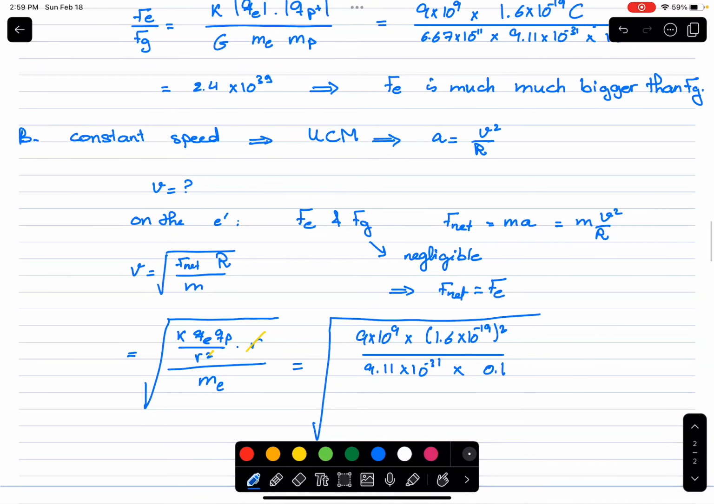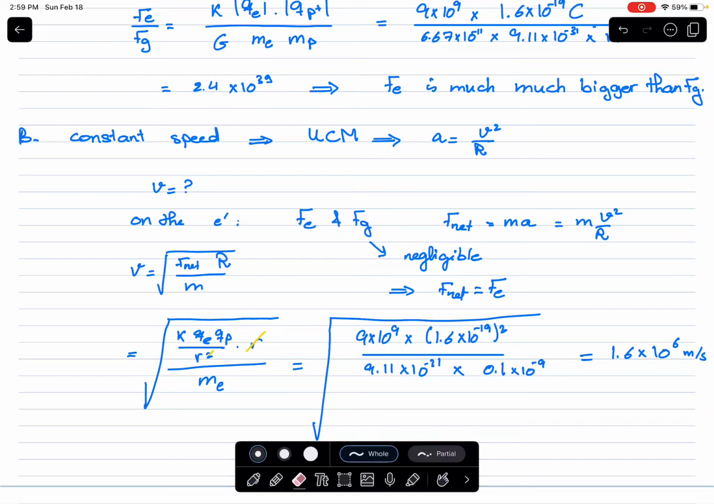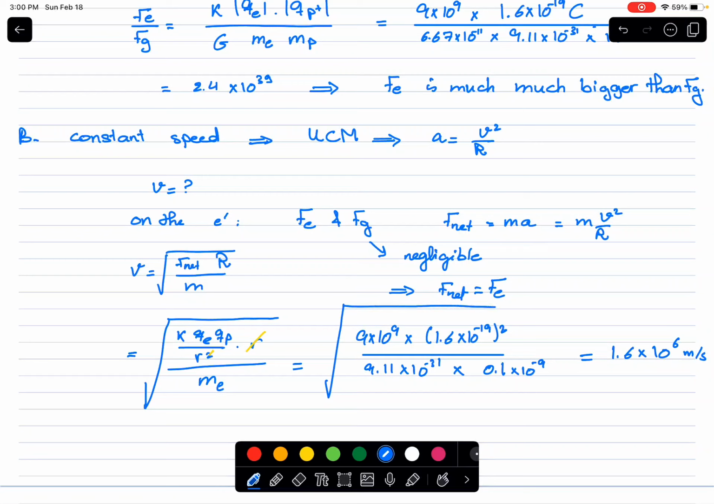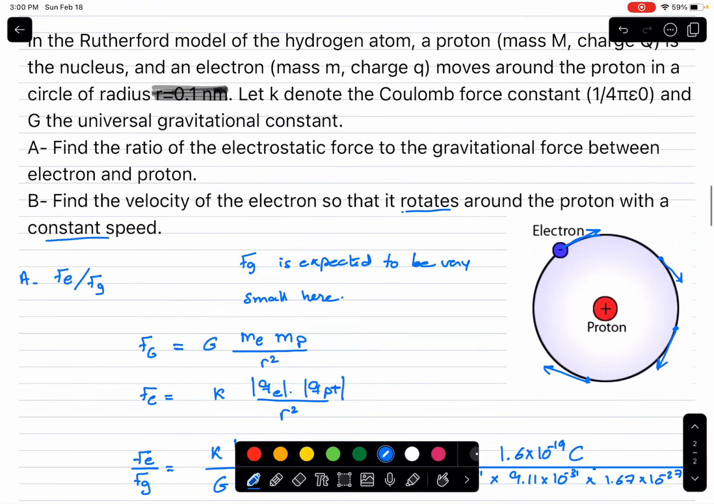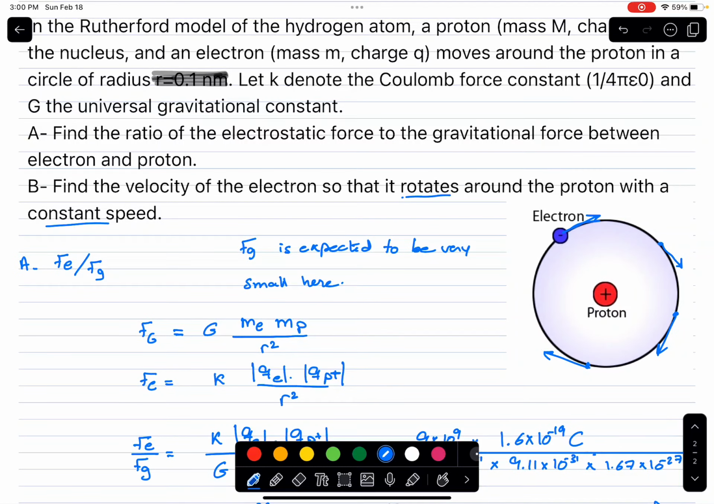So I'll just write this down and I will change it to meters. Basically, we can just calculate the velocity. We will obtain a velocity of 1.6 times 10 power 6 meters per second. So we're basically able to find the velocity of the electron using the principles of uniformly circular motion and neglecting the gravitational force between the electron and the proton, which makes sense for very tiny particles as these.